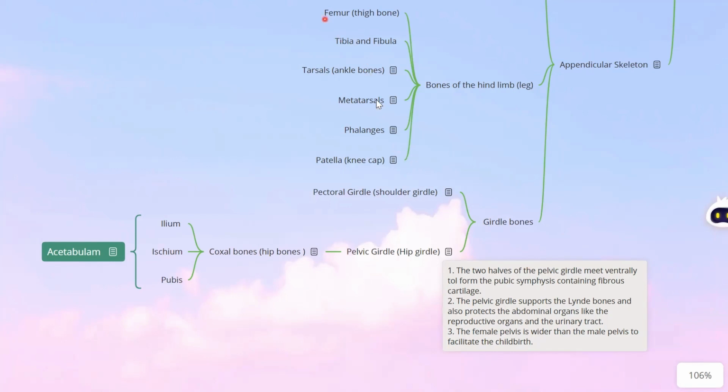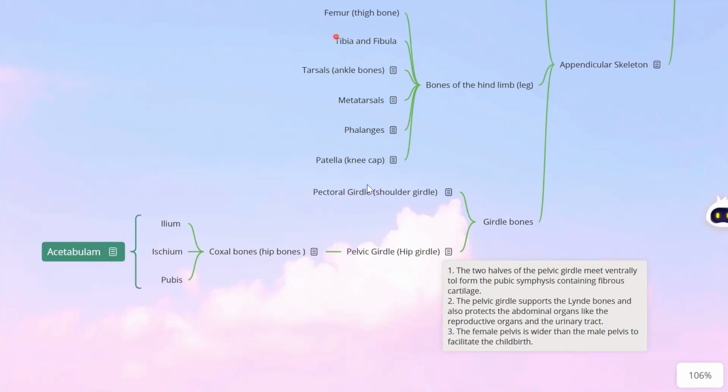urinary tract. Now, the female pelvis is wider than the male pelvis to facilitate childbirth. So, they might ask this in the exams. Why is the female pelvis wider than the male pelvis? Because it is to facilitate childbirth. That is the reason why the female pelvis is wider than the male pelvis.